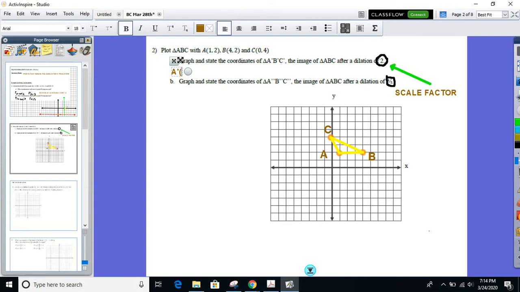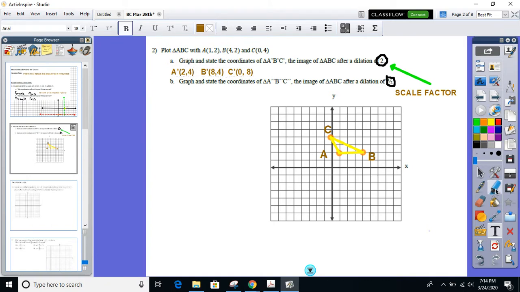So A prime becomes 2, 4. All I'm doing is multiplying each of them by 2. Next one becomes 8, 4. And the next one becomes 0, 8. Okay? So now we can go ahead and graph it.